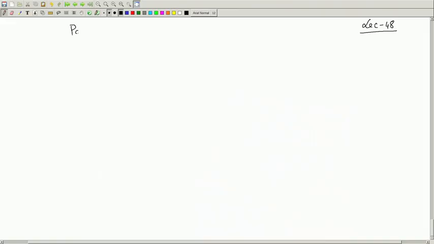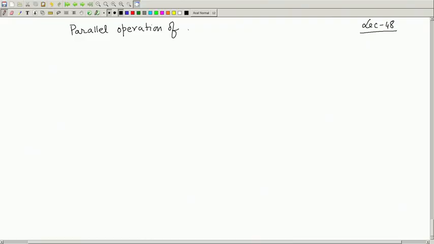Welcome to lecture 48, and here we will start a new topic on transformers only, that is, parallel operation of transformers, which is an important topic. Parallel operation of transformers.